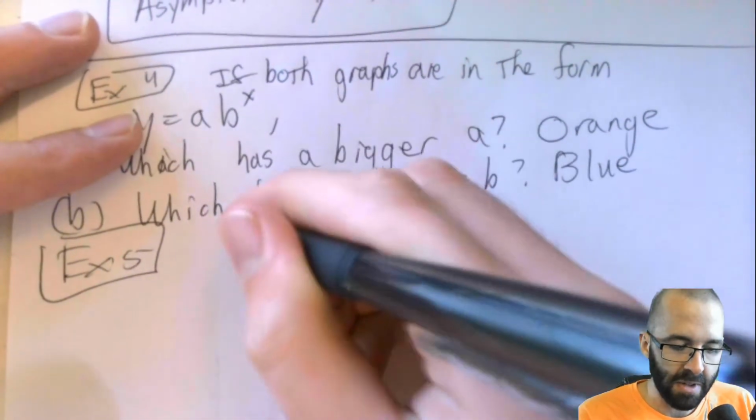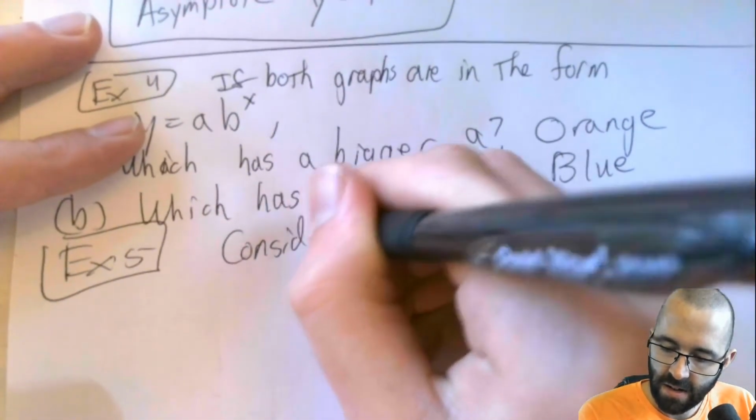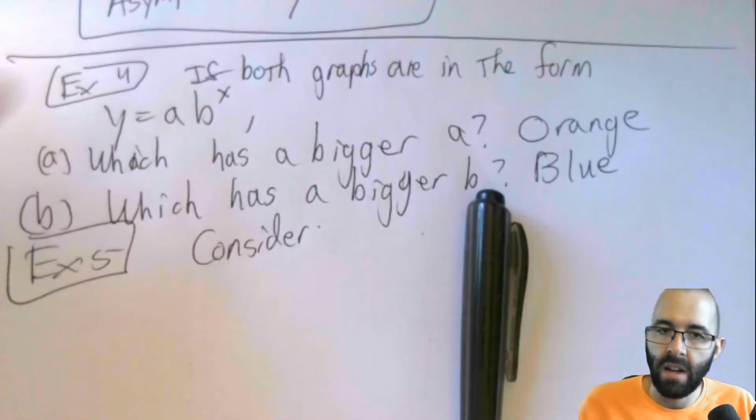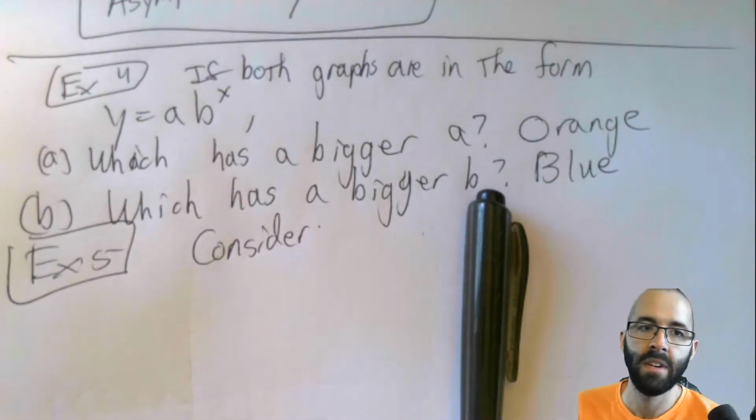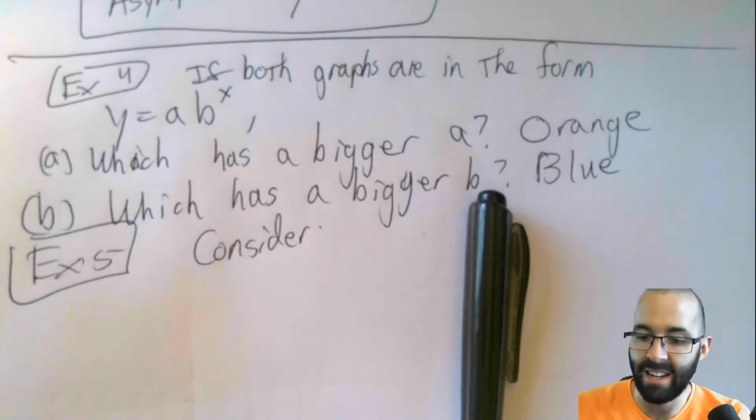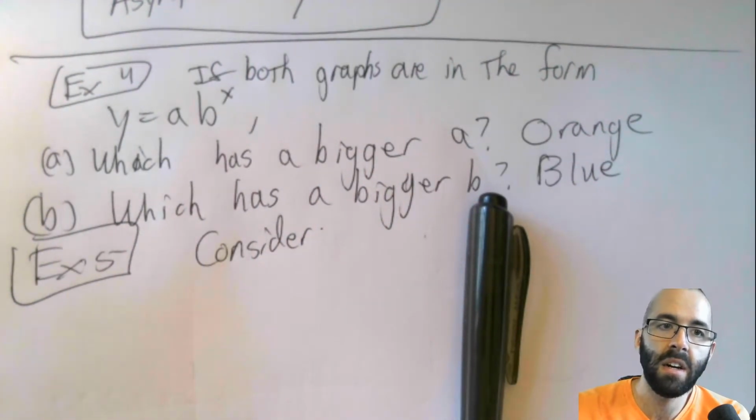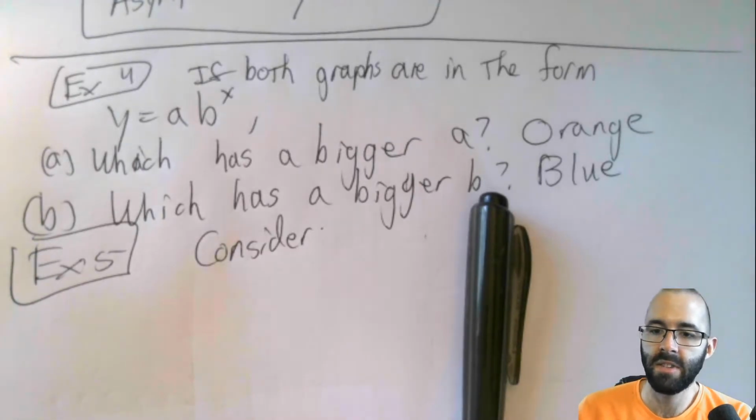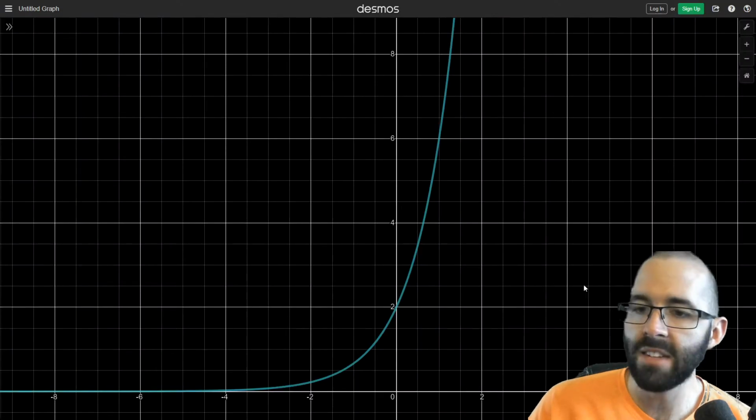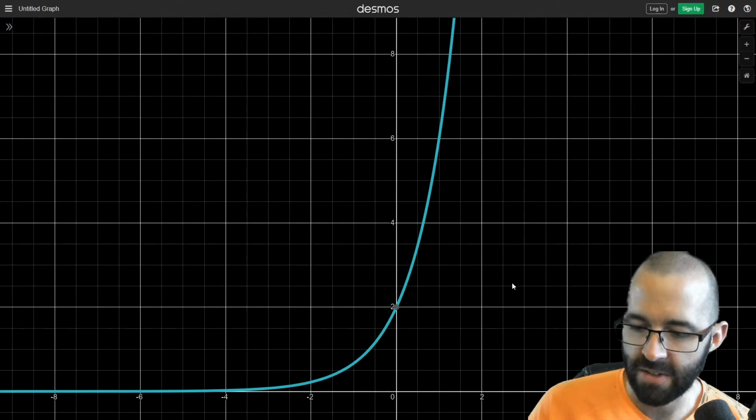Okay, so consider this graph. I'm going to plot it for you. I have to plot it while it's still hidden and you can't see anything. Right, so consider this graph right here. I'm going to ask you some questions about this graph.